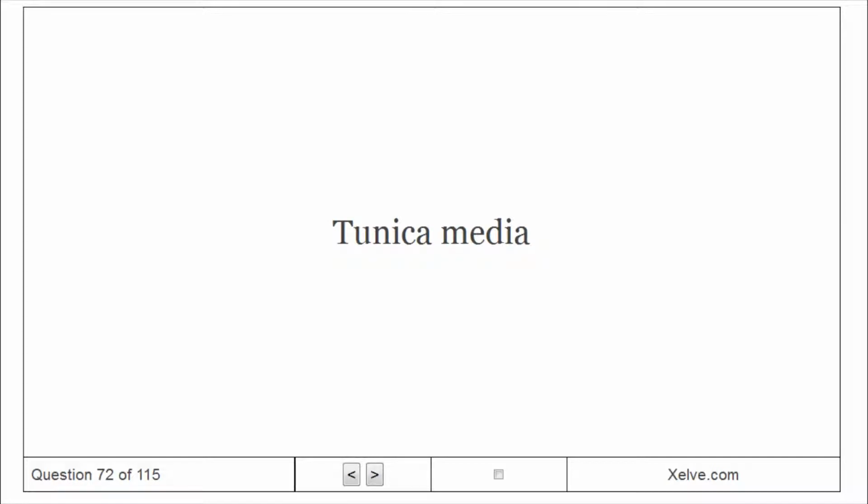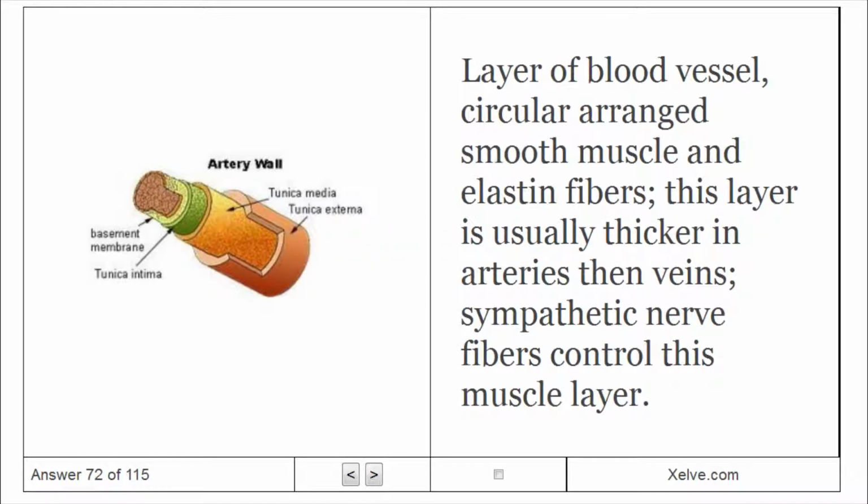Tunica media. Layer of the blood vessel, circularly arranged smooth muscle and elastin fibers. This layer is usually thicker in arteries than veins. Sympathetic nerve fibers control this muscle layer.